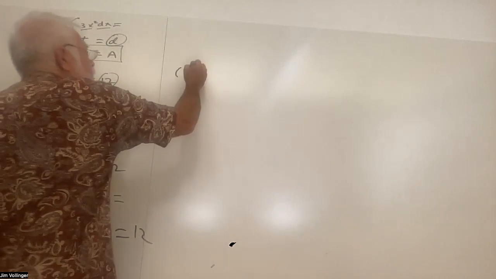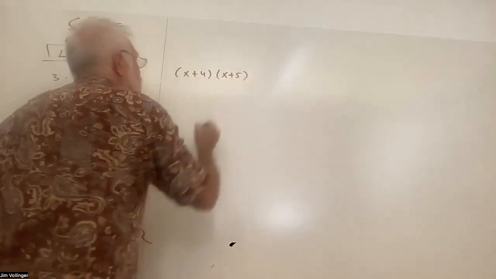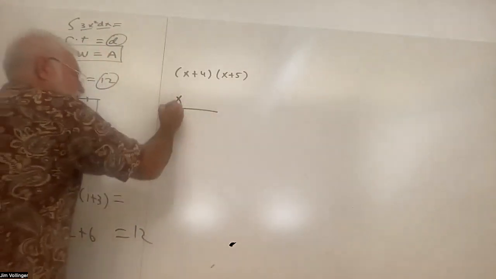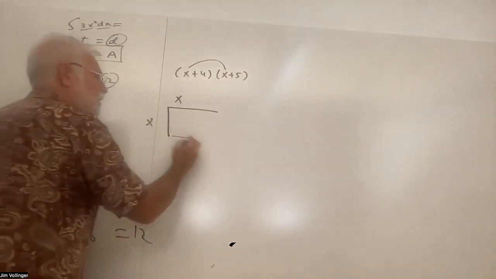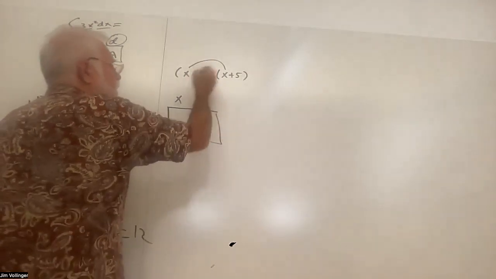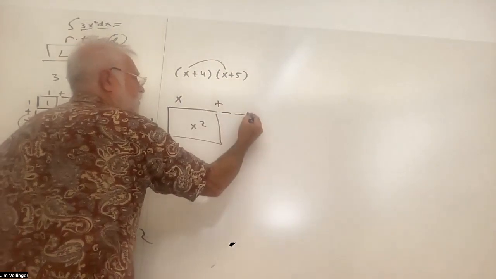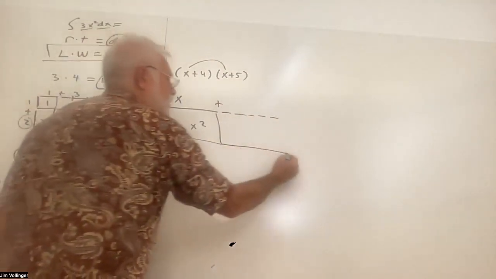Let's look at a new situation. Let's look at x plus 4 times x plus 5. Okay, I've got x, which could be any distance. And I got an x here because I've got x squared. There it is, there's x squared. And then I'm going to add, let's make the top x plus 5, and let's say that this is 5 units. All right, each one of these is 1.